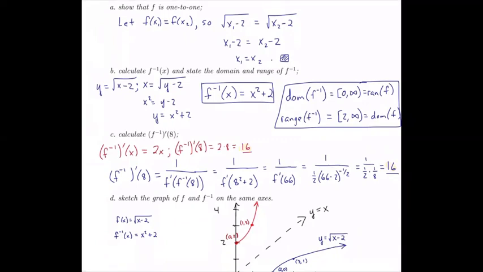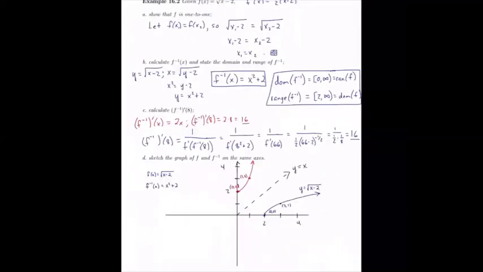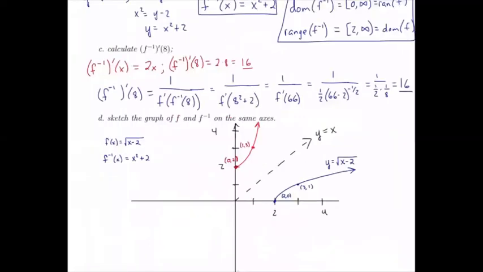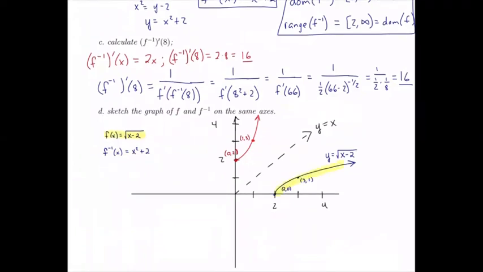Right? So lastly, they ask us to sketch the graph of f and f inverse on the same axes. And this one I want to do just to remind students of graphically how these functions behave. So f of x is root x minus 2. F inverse of x is x squared plus 2. So f of x is root x minus 2. That's this curve right here, as labeled y equals root x minus 2. F inverse of x is the curve, and let me label that with a y equals f of x scheme, and that's x squared plus 2.